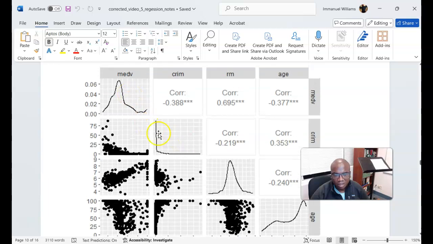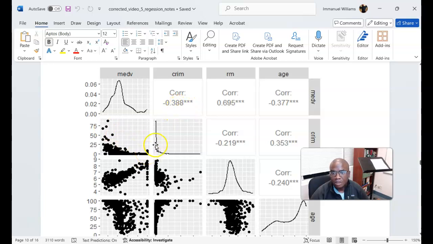Another thing to know is that along the diagonal it just shows you the distribution of that one variable. Median value, this is crime, this is room, and this is age. It's just the distribution as if it were a histogram. And then finally, it shows the correlation between crime and median value, which is what we see here. This is the correlation between room and median value. So this is a positive association, positive 0.695. This is a negative association, negative 0.388.